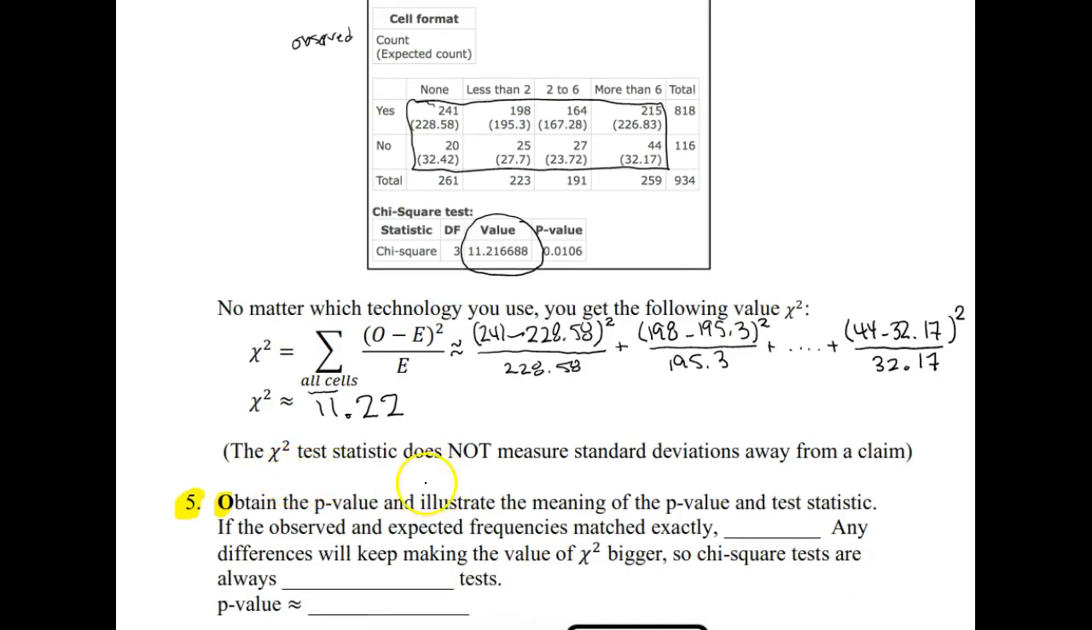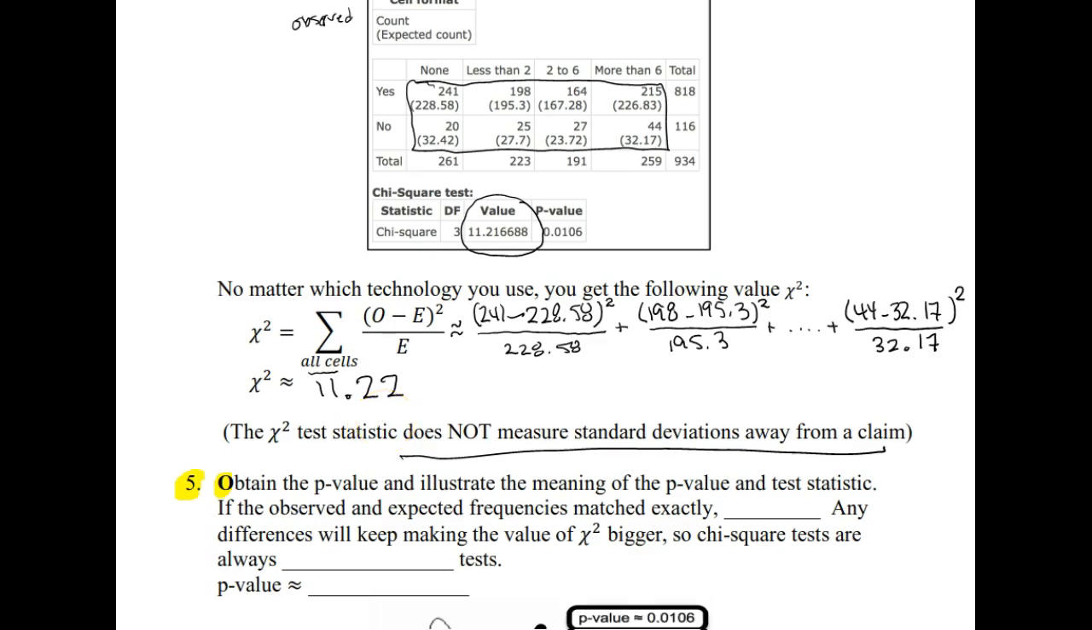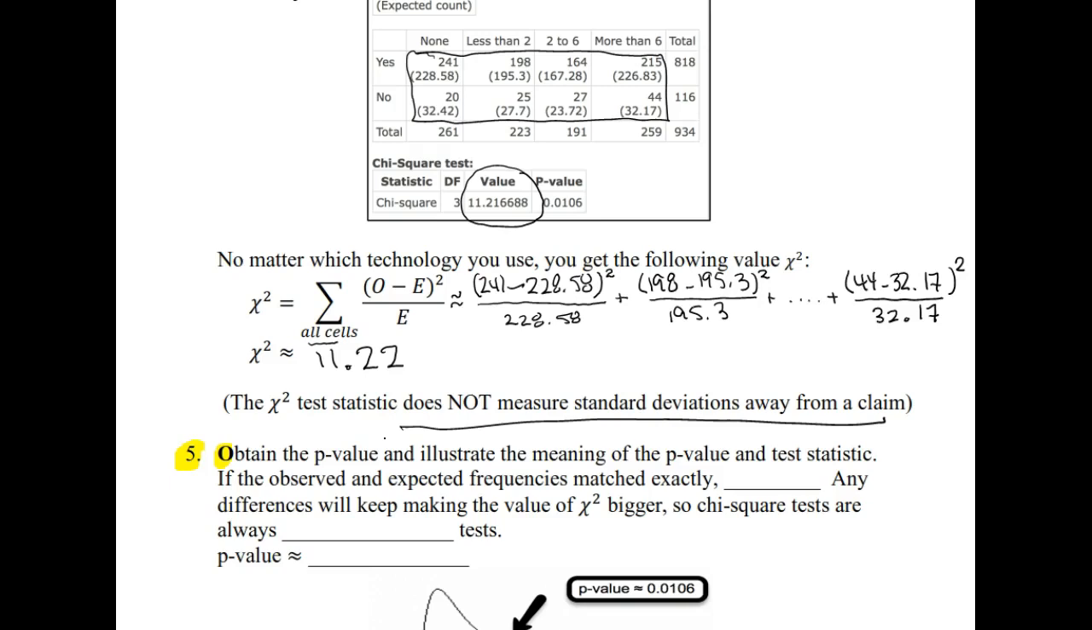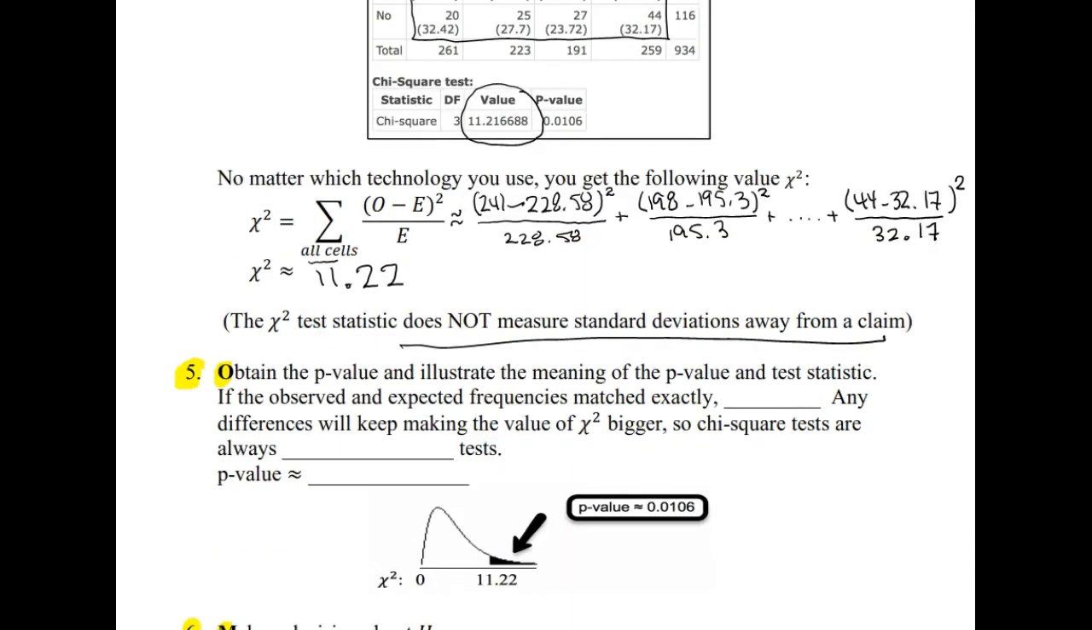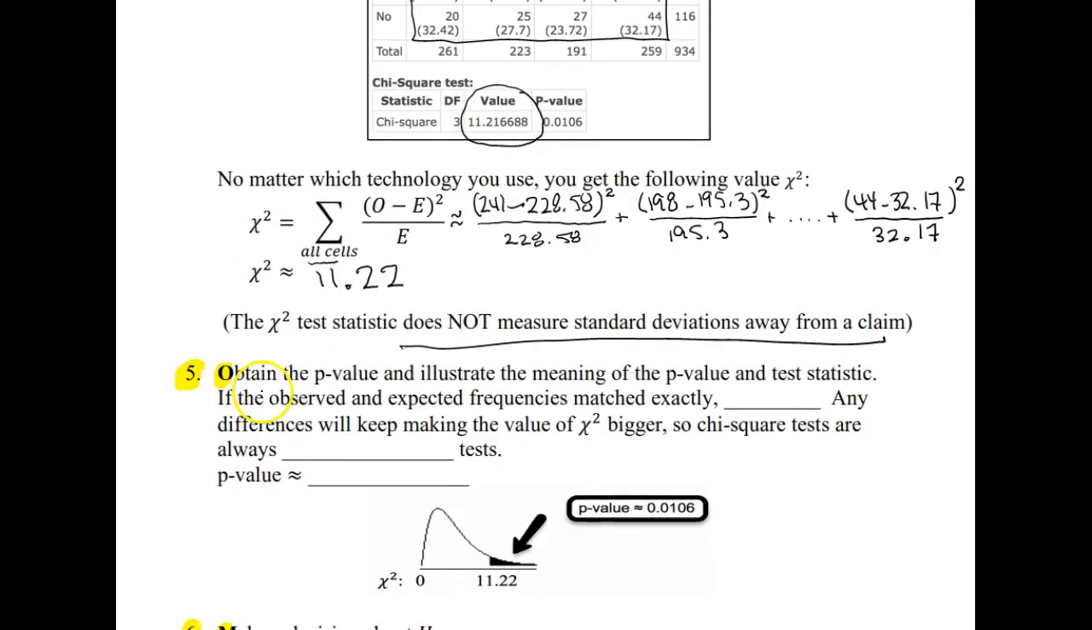Now, this chi-square test statistic does not measure standard deviations away from a claim. So when we had T statistics and Z statistics, we would talk about how many standard deviations above or below the claim we were. Chi-square test statistic does not measure that. So we're going to have to really rely on the p-value here to tell us about how unusual or not so unusual our result is. So again, obtaining that p-value and then making a picture to show what all these numbers mean.